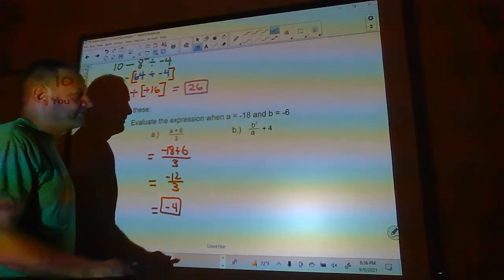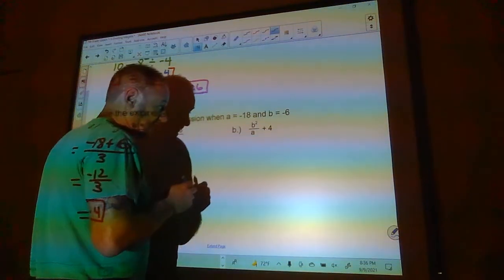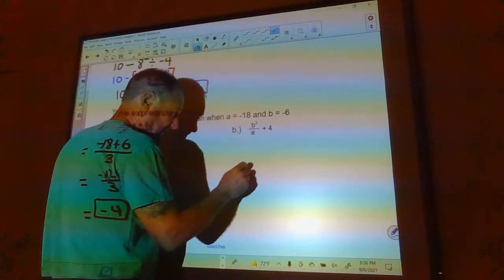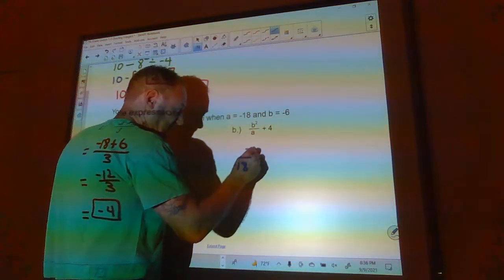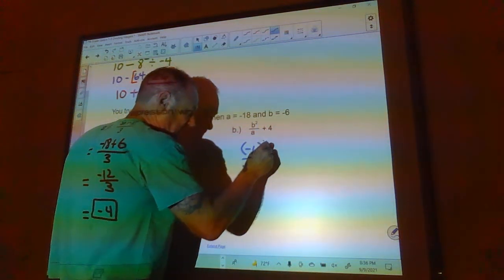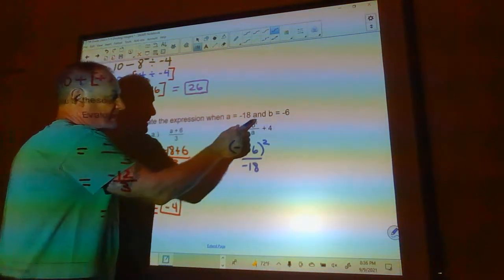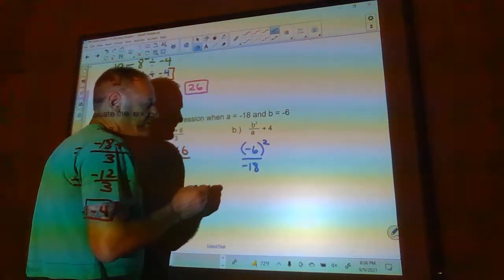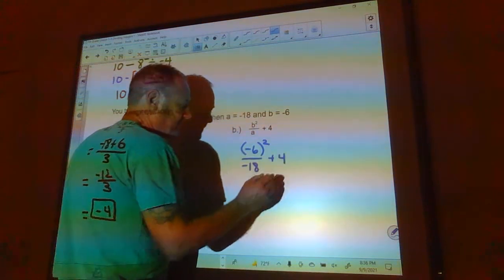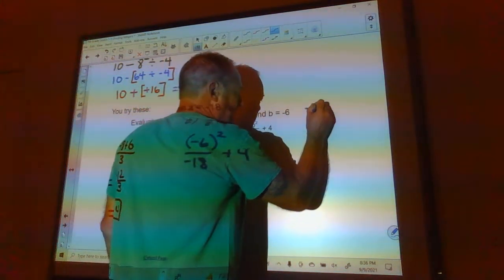Now over here I got a couple of substitutions. I've got a is going to be negative 18. B is going to be negative 6. Now be really careful about this because the b is squared and the b is negative 6. So you have to put the negative 6 in parentheses. Okay, remember this. You need to get this down.